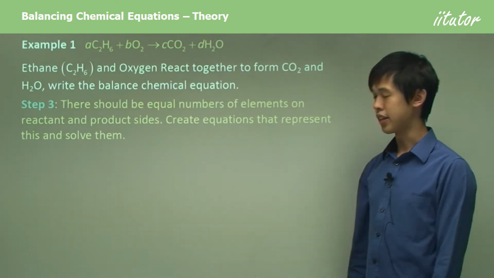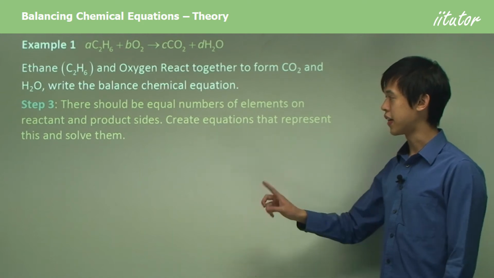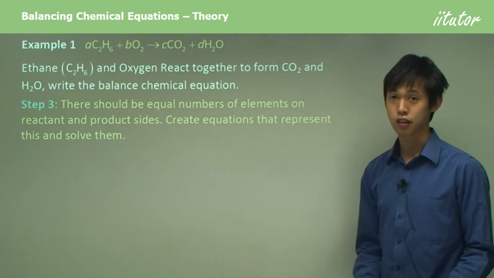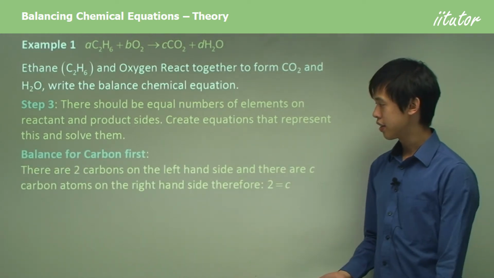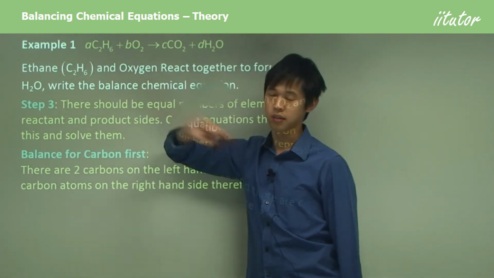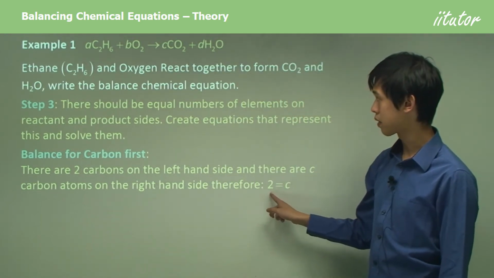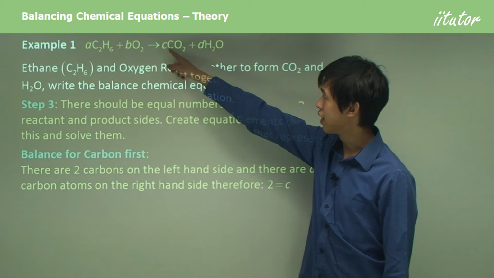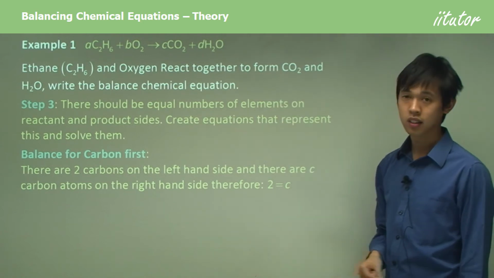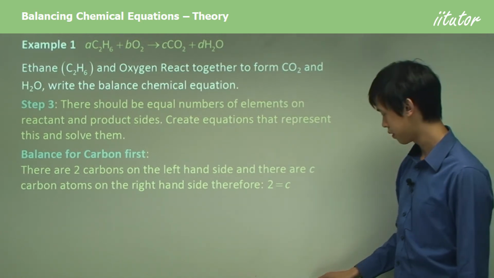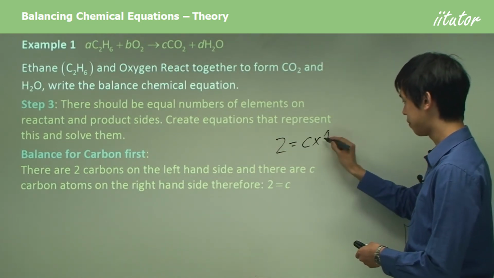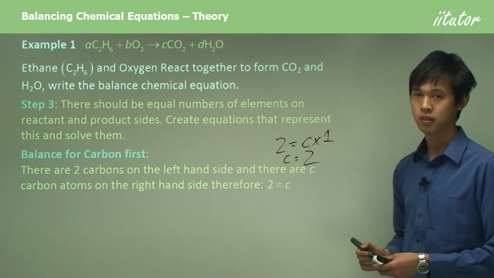Okay? Now, step 3, there should be equal numbers of elements on reactant and product sides, so we create equations that represent this and solve them, okay? So if we balance for carbon first, there are 2 carbons on the left-hand side, right? Because remember, A is 1. We always set A to 1. So there's 2 on the left-hand side. But on the right-hand side, we have C times 1. So we need to make sure that C times 1 is the same as 2. Okay? So what we say is 2 on the left-hand side equals C times 1. So C has to equal 2. Simple algebra there.